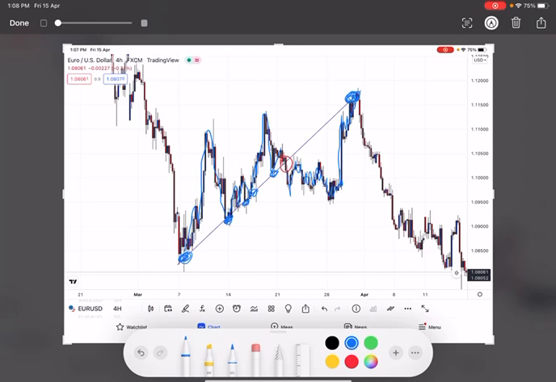Now, if you look on your left, you will notice that there is a resistance level. So when you take your trend line and you apply your resistance level, you can see the confluence, and that would be a good entry for a sell.